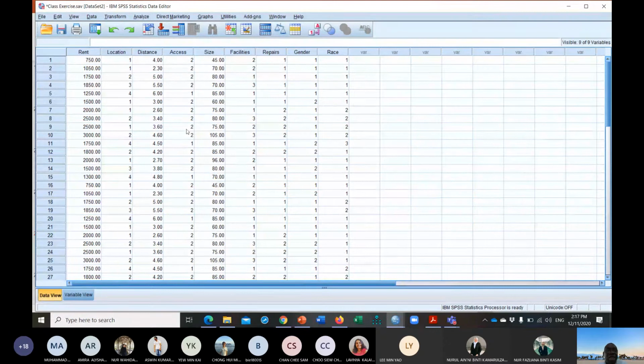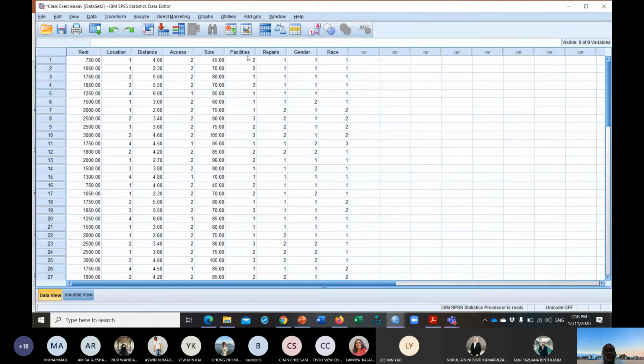We have tried to measure the accessibility in terms of how good or bad it is. Some are good, some are fair, some good, fair, good, fair. In terms of size, I've used square meters, so I measure the space in square meters. And these have been the sizes. I think the biggest size is 105, and so on and so forth.